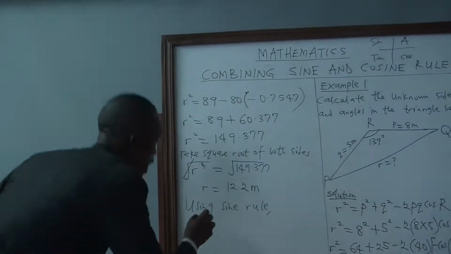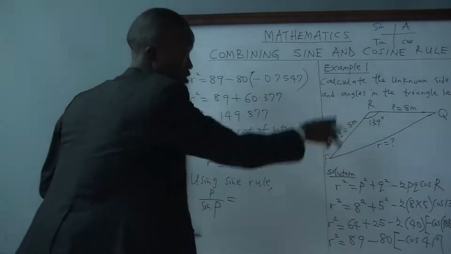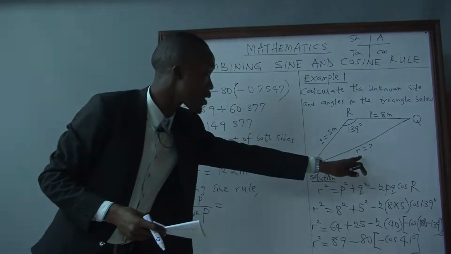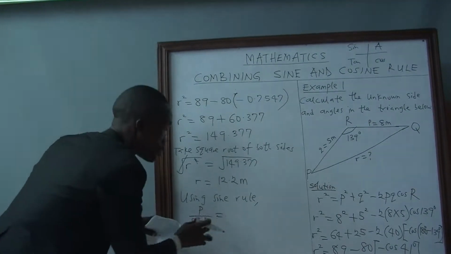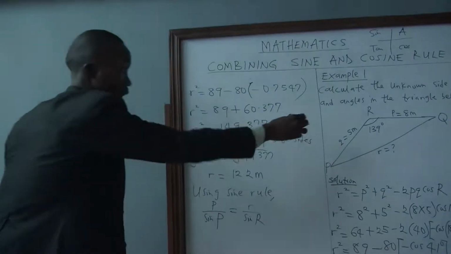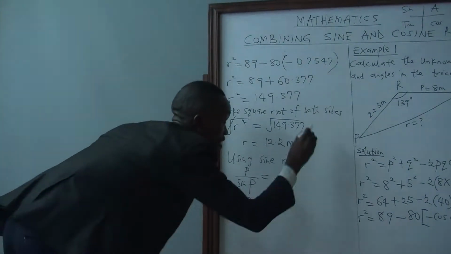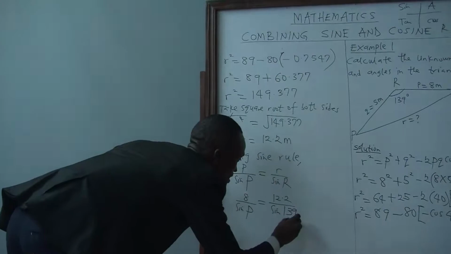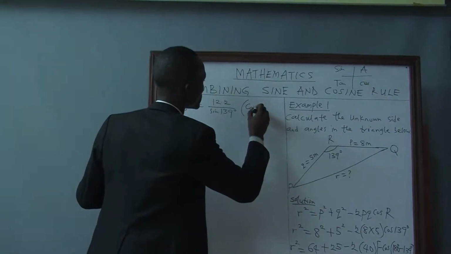I want to get P, so I will use P over sine P is equal to the one that is complete. Since for sine rule we have to combine the complete one, that is the one where we know the side and the angle, with the incomplete one. So that's why we are combining this P with R, that is R over sine R, and our P from there is 8. So we have 8 over sine P is R, which is 12.2 divided by sine 139 degrees. From here, by cross multiplying, we cross multiply.